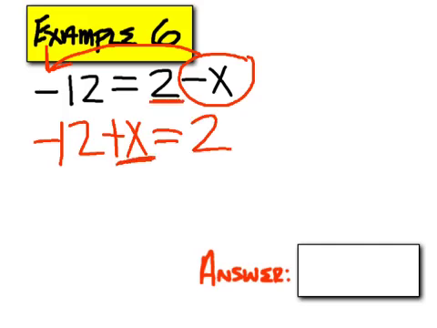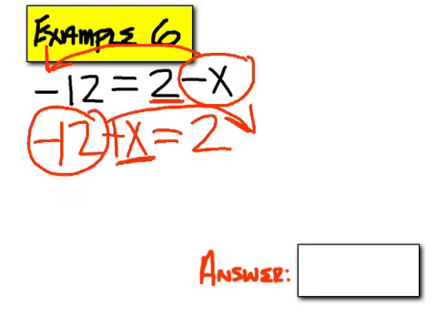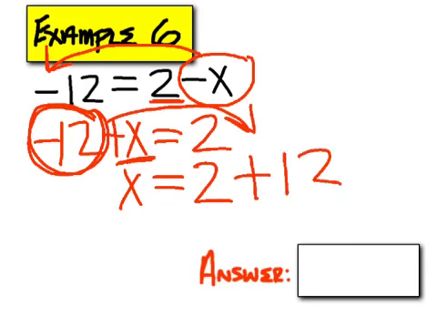Next thing, we want our positive x by itself. So we're going to have to take our negative 12 and move it to the right side. We're left with x on the left side is equal to 2. When we move our negative 12, it's going to make it a positive 12. So x is equal to 14.